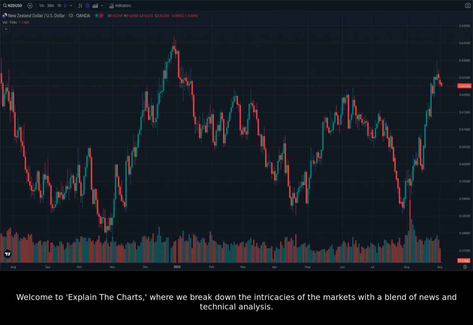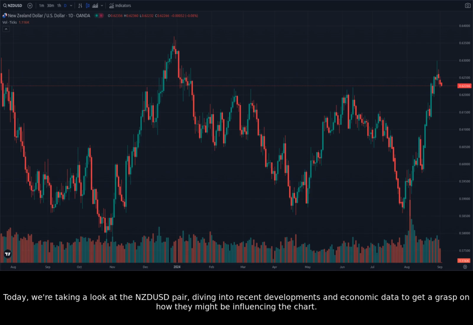technical analysis. Today, we're taking a look at the NZDUSD pair, diving into recent developments and economic data to get a grasp on how they might be influencing the chart.